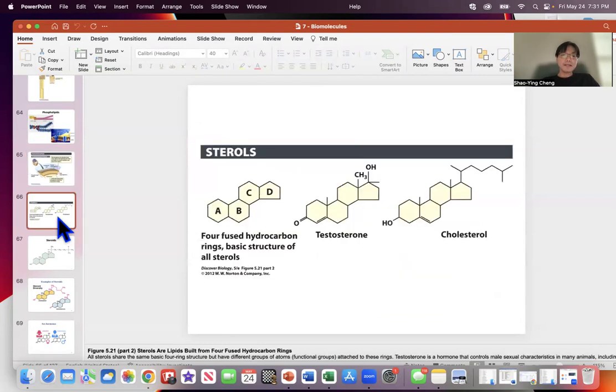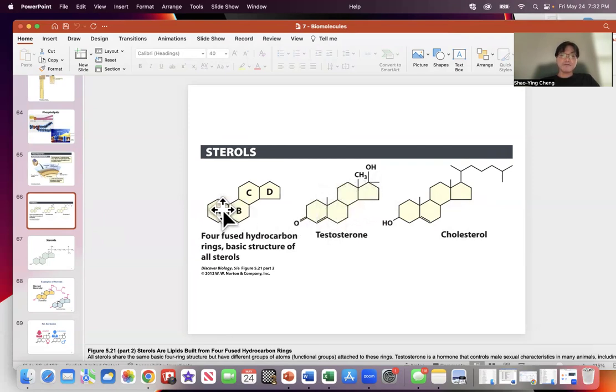Okay, the third lipid we're going to talk about is steroid. Steroid is a very important lipid in your body because it's used to make sex hormones. So they come from cholesterol. Before you take this class, you think cholesterol is bad, gives you cardiovascular disease. That's just one function. But it turned out your body needs cholesterol as well because of testosterone, that's the sex hormone. You find the four ring structure.